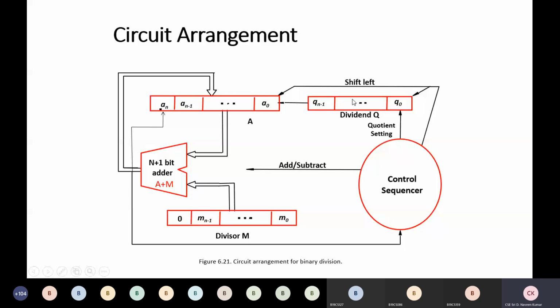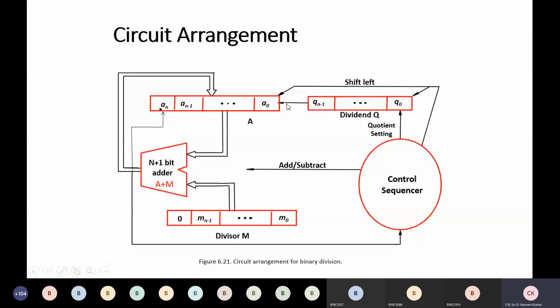Whenever we shift left, a bit gets loaded here from this side. First 1 comes in our example, then 0, then 0. So all bits are shifted left. This entire A and Q register combined we treat as one register and we do a left shift by 1 bit. Okay, and what else?